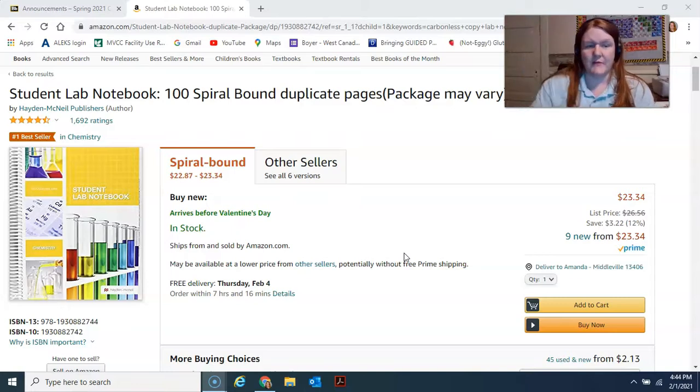I'm glad to know I could buy a lab notebook for my Valentine if I needed to. I'm glad that they show us that right there.